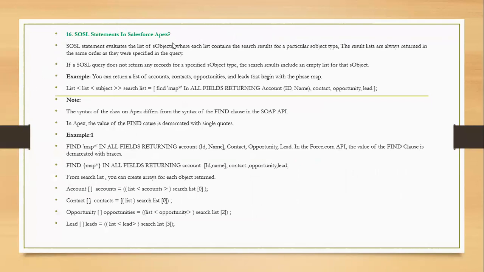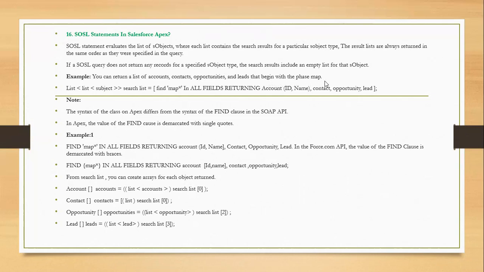What is a SOSL statement in Salesforce Apex? A SOSL statement evaluates to a list of lists of objects, where each list contains the search results for a particular sObject type. The result lists are always returned in the same order as they were specified in the query. If the SOSL query does not return any records for a specified object type, the search results include an empty list for that object.